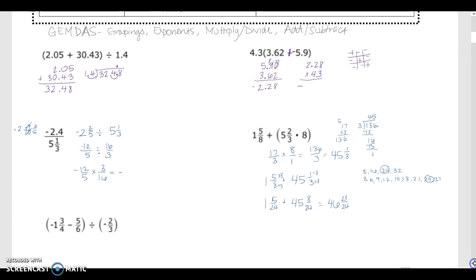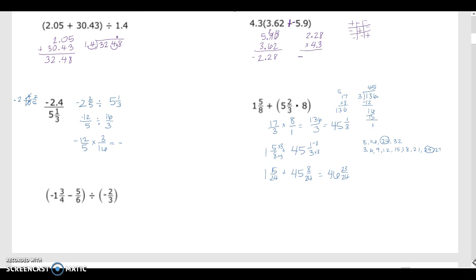Let's take a look down here at this last one on this page. So again, we always want to do our groupings first, but here I have a negative and I have subtraction. So I need to add the opposite. So now they have the same sign. I'm going to add and keep them. So in order to add fractions, I need a common denominator. So let's look at the least common multiple. So I have 4, 8, 12, 16, and then I have 6, 12, 18. Looks like 12 is my smallest.